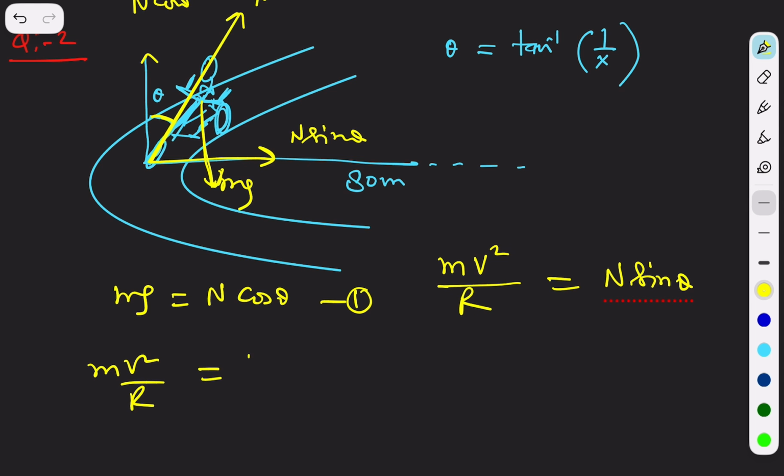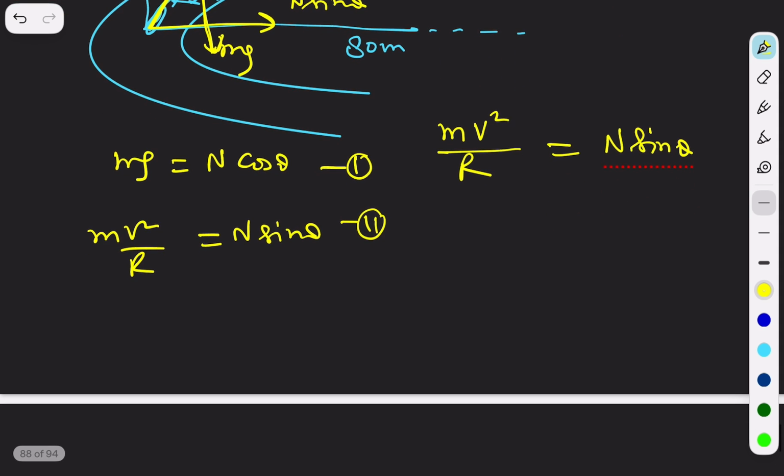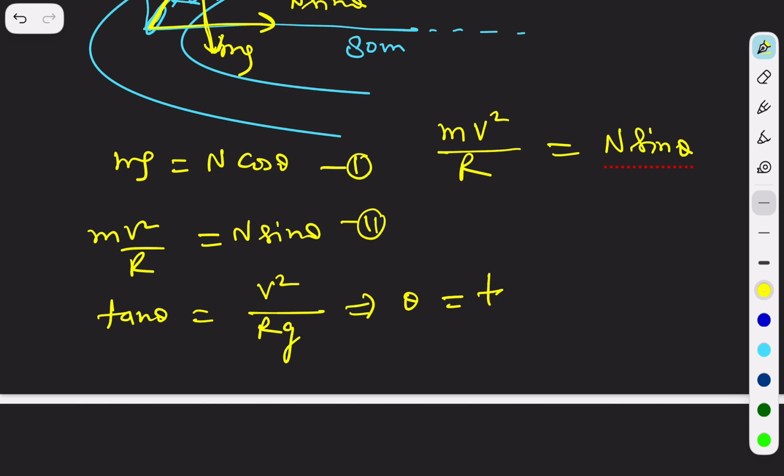So here I can write mv square by r is equal to N sin theta. If we divide equation 2 by equation 1, we will get tan theta is equal to v square divided by rg. Okay, tan theta is equal to v square divided by rg. So theta is going to be equal to tan inverse of v square divided by rg. I hope you're getting my point.